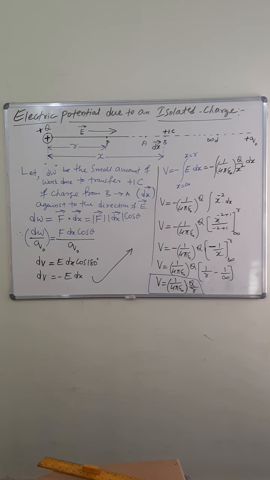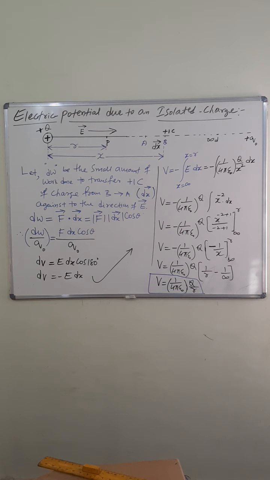cos 180 degree. Why did you get 180 degree? Look carefully at the diagram. Electric field is pointing in the positive x direction, but displacement is pointing in the negative x direction. Therefore, the angle between the electric field vector and displacement vector is 180 degree. Cos of 180 degree is what? Minus 1. Therefore, E dx into minus 1, you will get minus E dx.